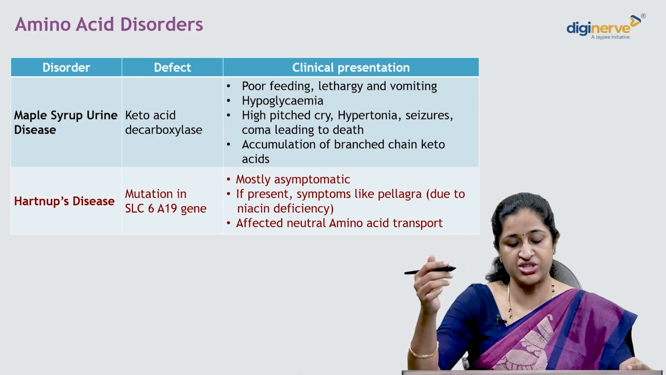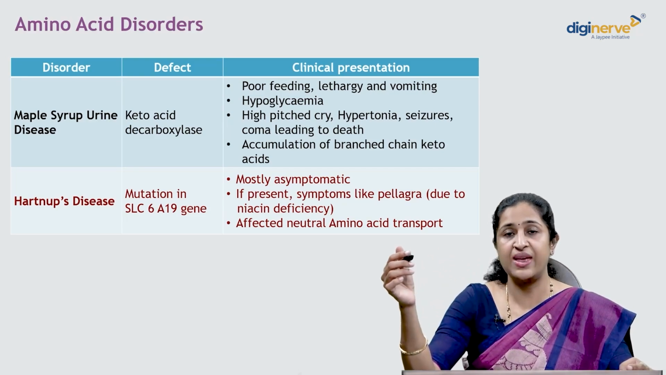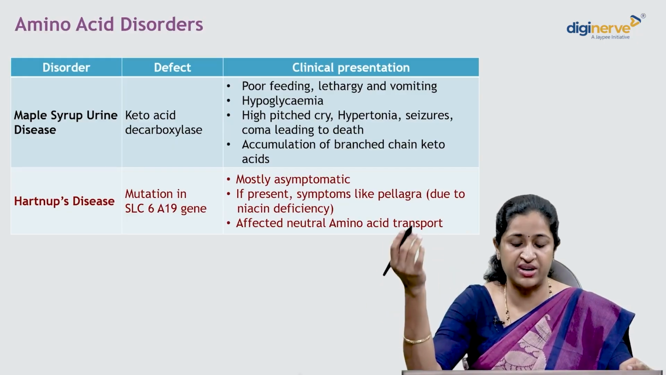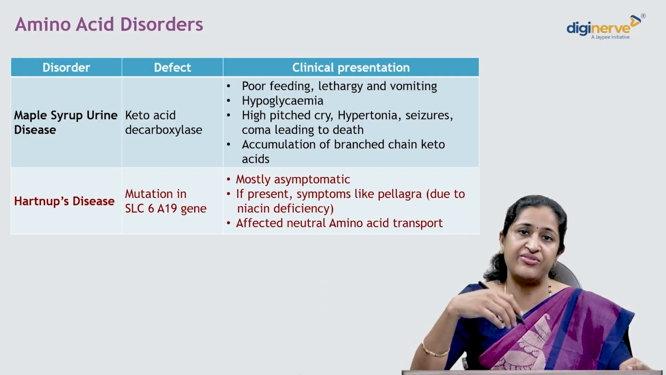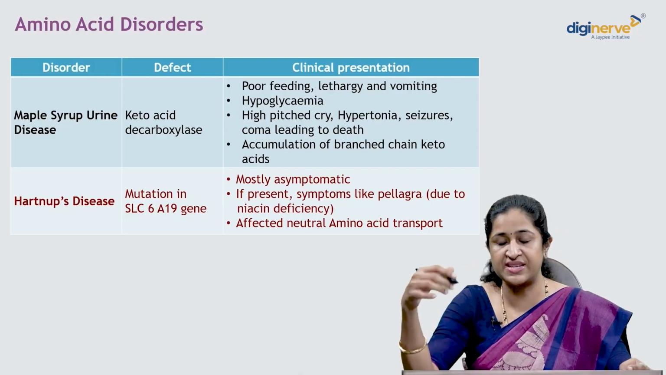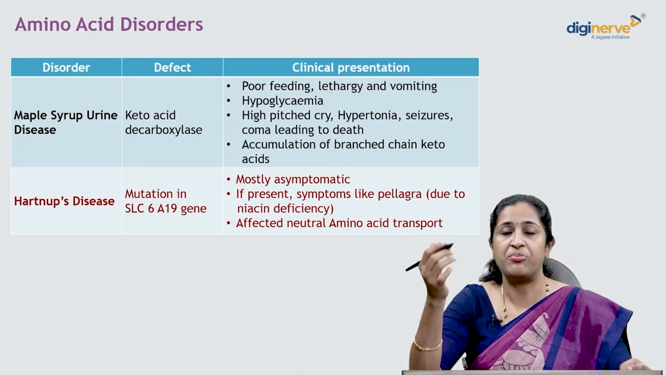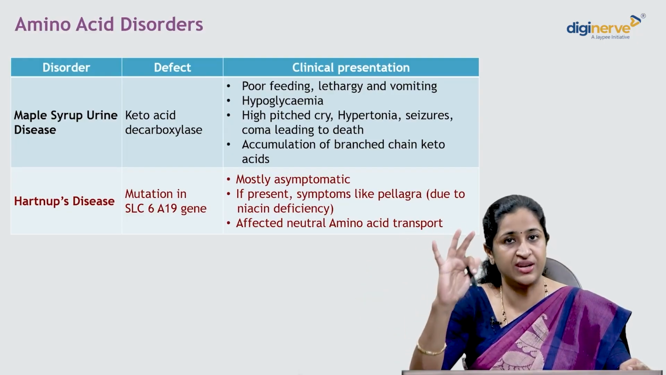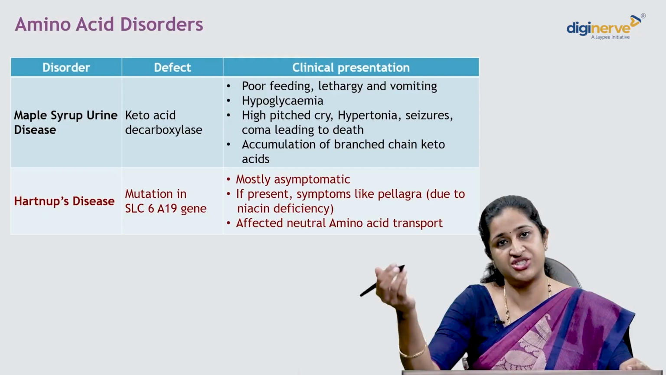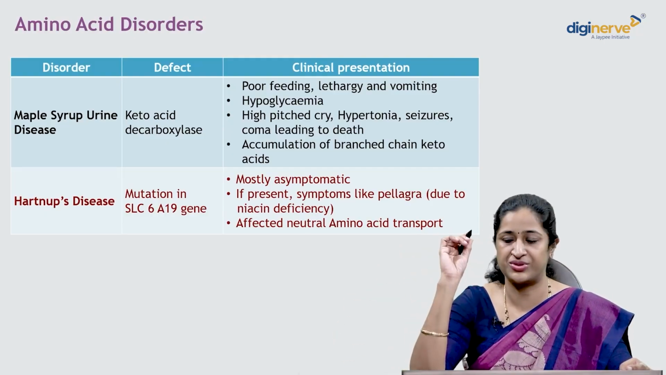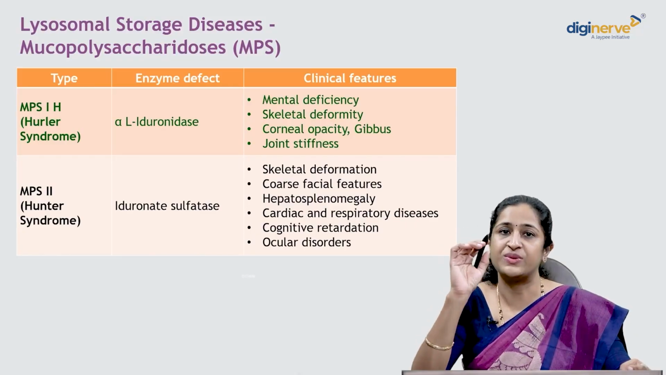Hartnup's disease is a mutation in the SLC6A19 gene. This Hartnup's disease can remain asymptomatic even up to adulthood, and if ever symptoms do present, they present like a common DD of niacin deficiency, that is pellagra. Pellagra has diarrhea, dementia and dermatitis. That kind of presentation can be seen, and this affects the neutral amino acid transport. So that was the amino acid diseases.